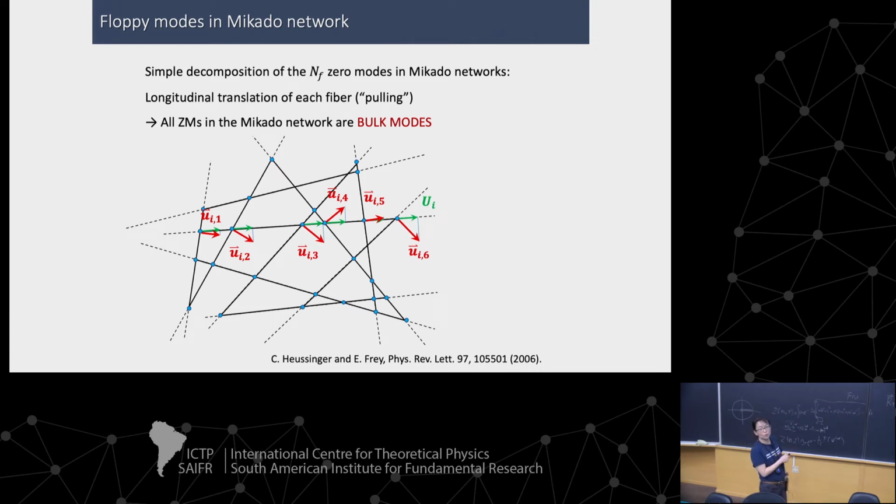Here is one example. You can just take one fiber and pull it to the right. The red arrows are the displacement vectors of the nodes, and the green arrows are their projection to this fiber you are pulling. You can verify very easily it is a zero mode because these red arrows are all proportional to the fibers that are crossing this one you are pulling. So as a result, to leading order theory, it doesn't cost extension or compression. And the green arrows are all of the same length, so it's a zero mode.